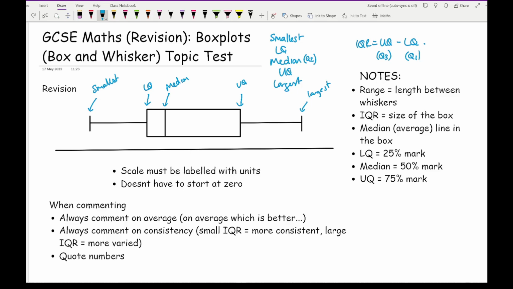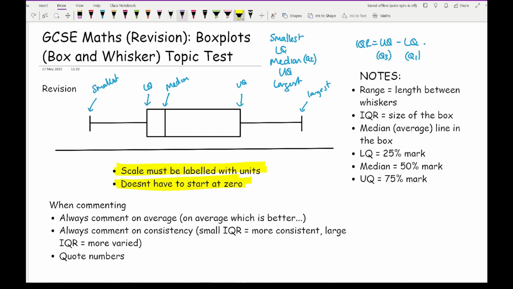Now in terms of labelling the scale, often this is already going to be done for you within the question, but if it isn't, then make sure you do include it. The scale must be labelled with the units. That's really important. Failure to do that may cost you a couple of marks. Also the scale does not have to start from 0. It can start from absolutely any number you want, but just make sure that they are equally spaced, and your scale is done exactly the same way as you would do for a normal graph. Remember, you don't need to do a vertical scale for a box and whisker diagram.